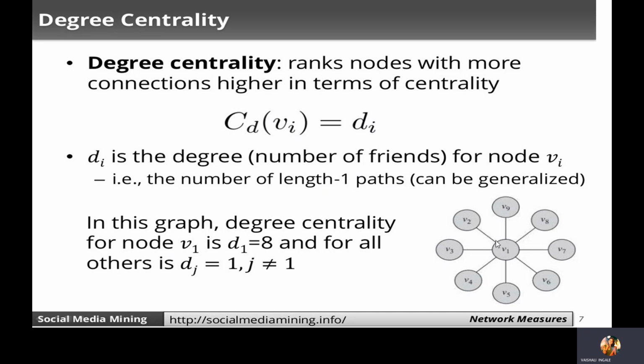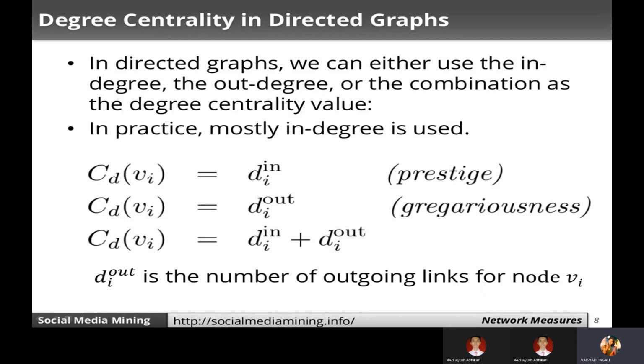So we will say the number of incoming edges to this particular node will be 8. So the degree of the vertex V1 is 8, and the number of edges connected to the other vertices is just 1. So the degree of vertices other than vertex number 1 will be 1. Now this is applicable for the undirected graph. If you want to see what happens in the directed graph, we have to focus on the in degree and out degree.